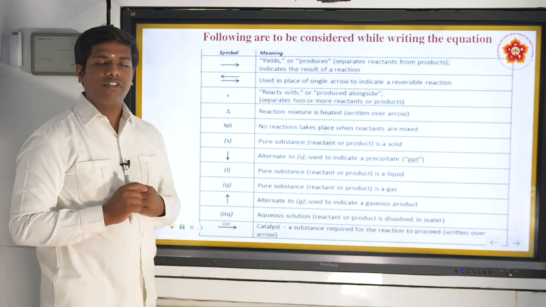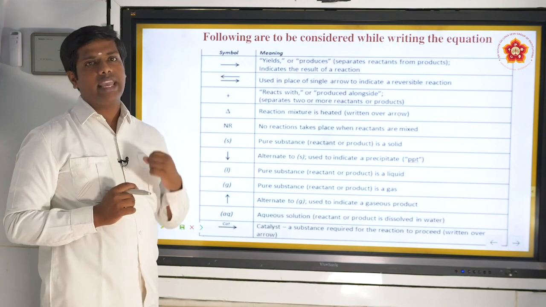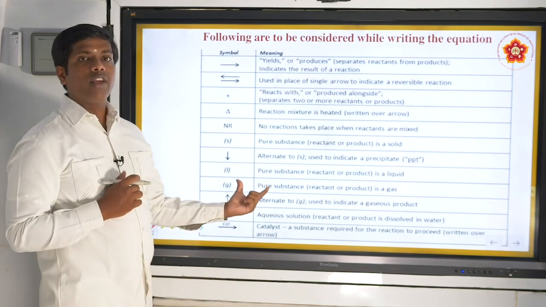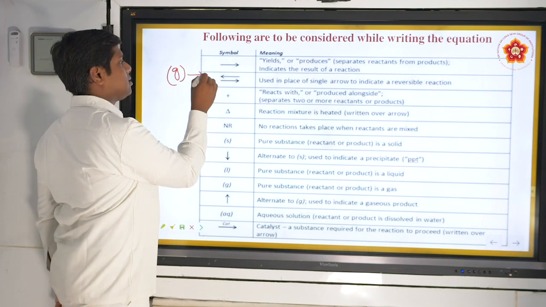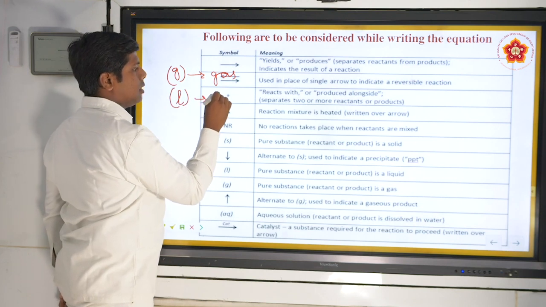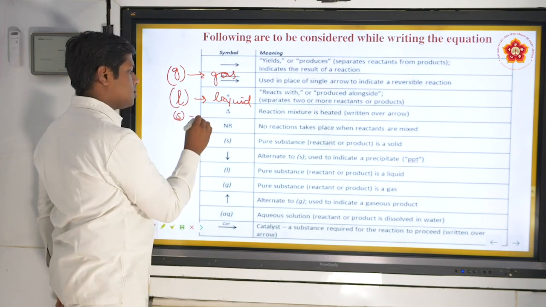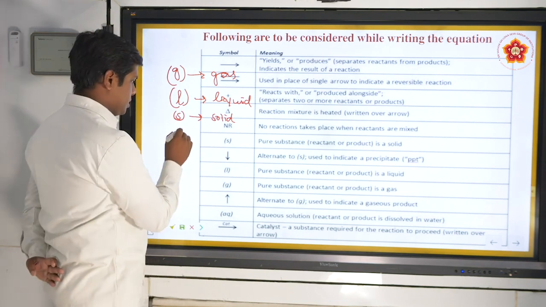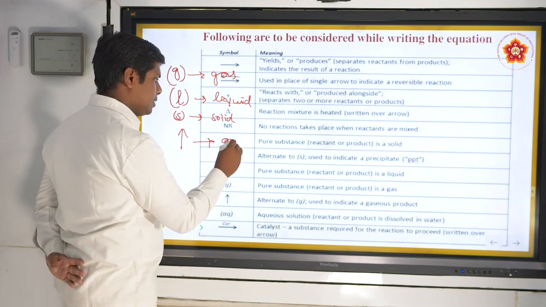While writing a chemical equation, we use some basic symbols to represent an equation. These are some of the few symbols that we will be using. First, g means gas. l means liquid. s means solid. Next, this symbol represents gas is released.